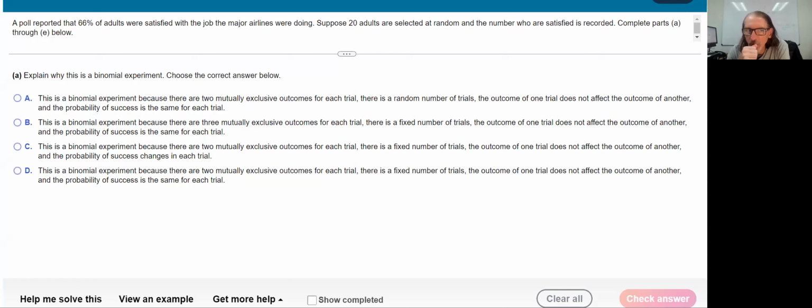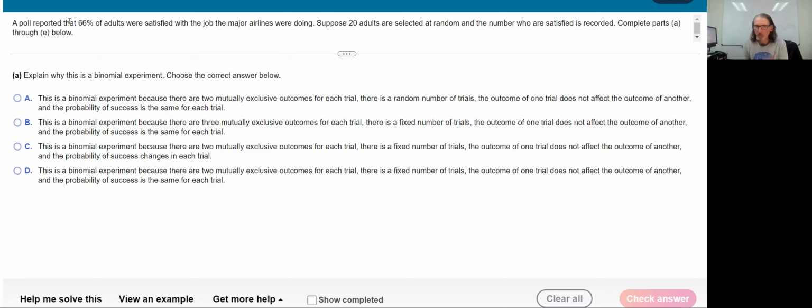Okay, why is this a binomial experiment? First off, we have a fixed number of trials, asking the question of 20 adults. And since this was at random, I would expect their responses to be independent of how others are responding, and that those 20 should pretty much reflect what we see more broadly with that 66%. If we consider success to be that they are satisfied with the job major airlines are doing, then little p is 0.66, staying fixed from trial to trial.